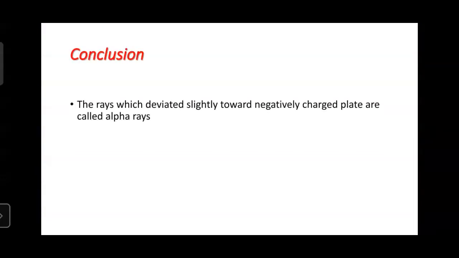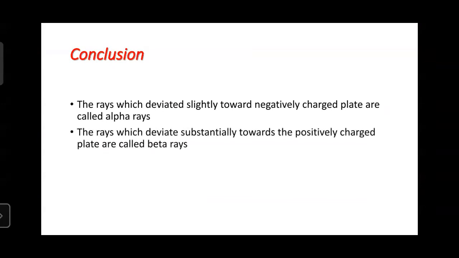So here we can conclude that the rays which deviated slightly towards the negatively charged plate are called alpha rays. The rays which deviate substantially towards the positively charged plate are called beta rays. And the third one, the rays which do not deviate at all, are called gamma rays. So students, here we cleared the concept.